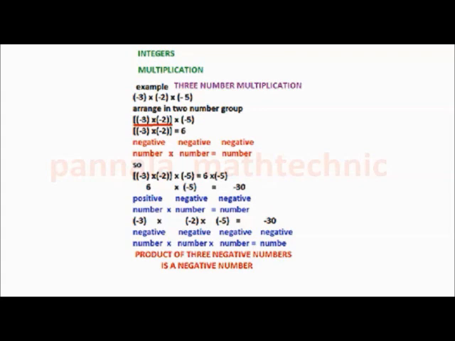Now 6 multiplied with another negative number minus 5 is equal to minus 30, because a positive number multiplied by a negative number gives a negative number. So overall minus 3 multiplied by minus 2 multiplied by minus 5 becomes minus 30. So the product of three negative numbers is a negative number.